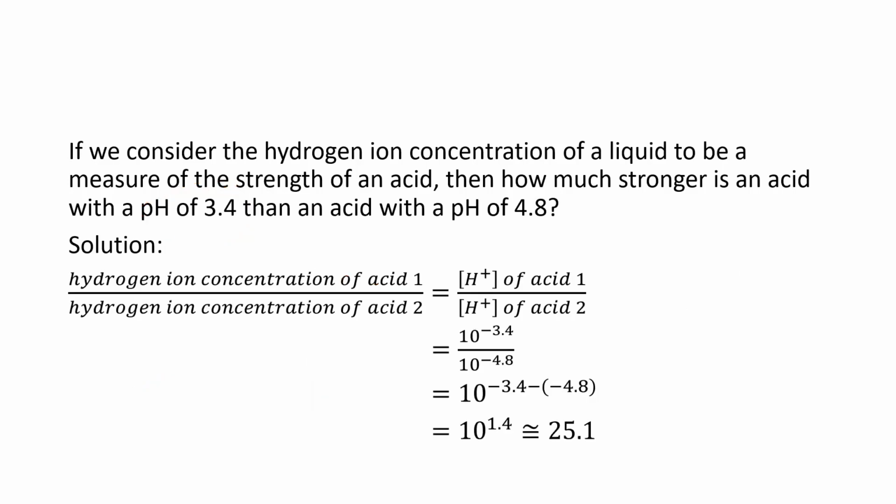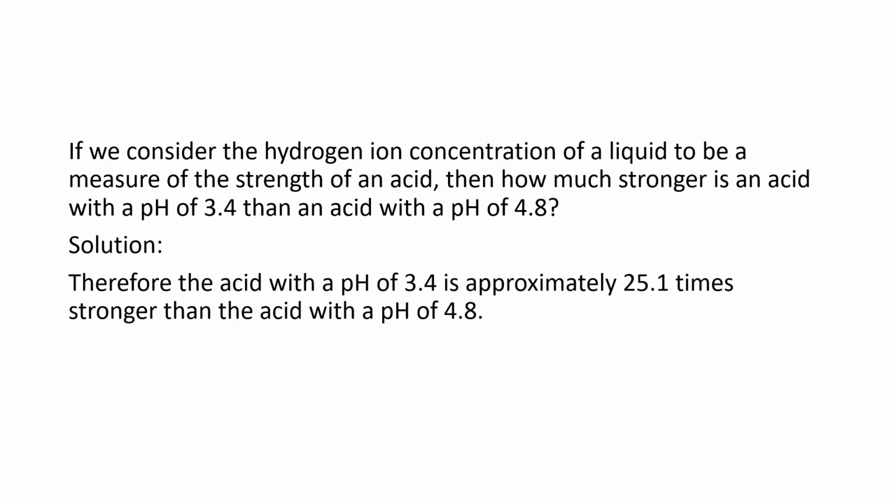So putting the first H+ over the second H+ gives us 10 to the negative 3.4 over 10 to the negative 4.8, which is 10 to the negative 3.4 minus negative 4.8, which is 10 to the 1.4. 10 to the 1.4 is approximately equal to 25.1. So what we're saying is an acid with a pH of 3.4 is approximately 25.1 times stronger than an acid with a pH of 4.8.